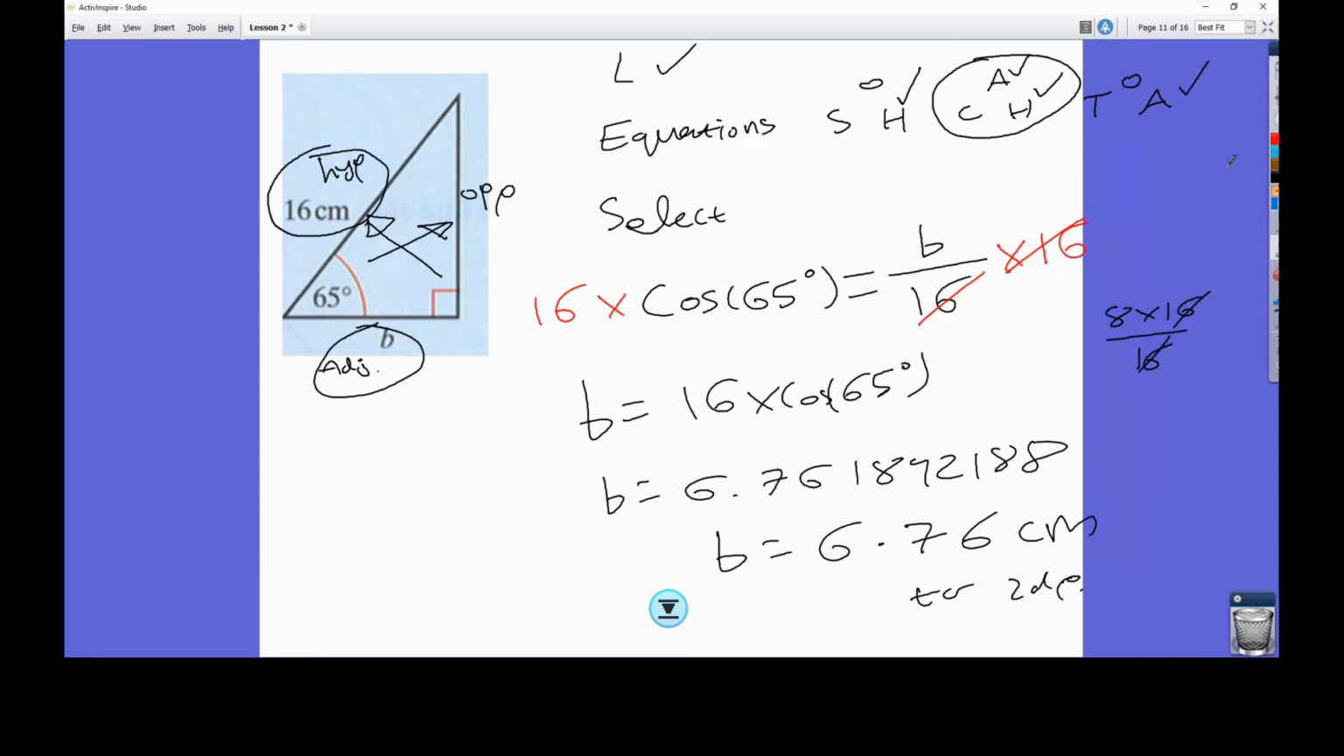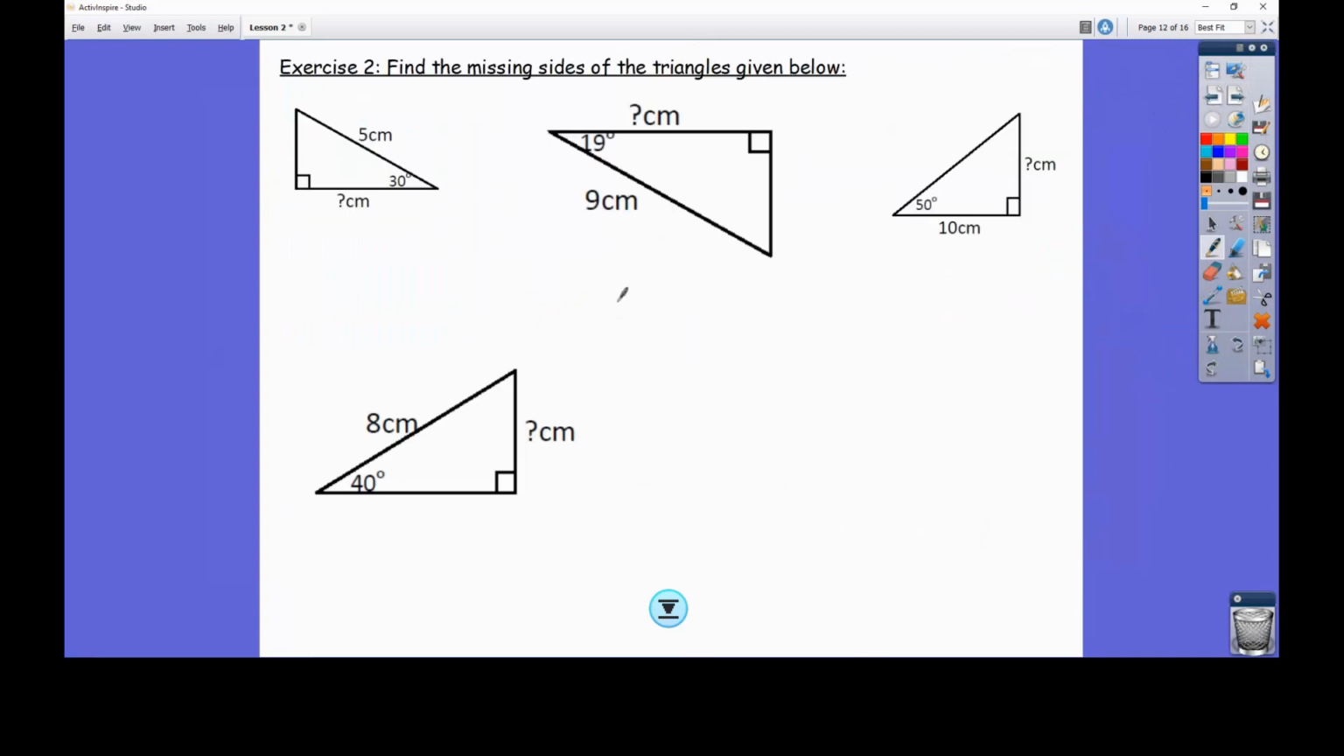Okay, so hopefully after these examples, when you fill these in on your sheet as well for your revision so you can look back, you should now be quite comfortable with finding the adjacent or the opposite, given the appropriate known sides or angles. So I'd like you now to have a go at exercise 2. I want you to find the missing sides of the triangles given below. On the sheet, I've given you the mnemonic to help you. You've got the equations. Have a go, pause the video, and then when you're ready for the answers, press play.